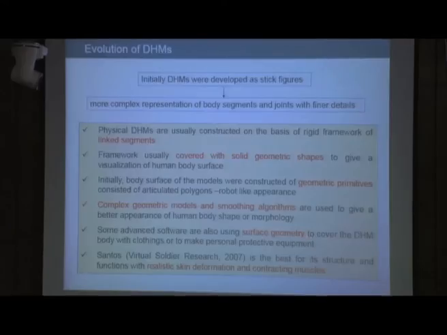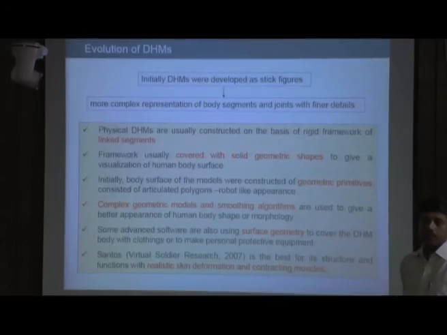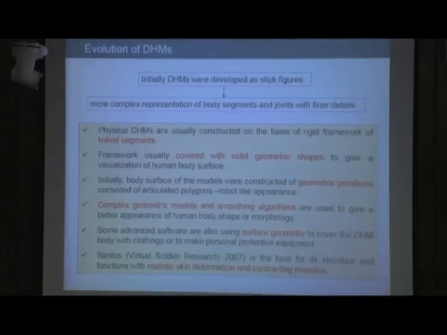Later on, the surface geometry was further developed, which represented human skin, then various types of clothing and protective equipment. That type of development happened in this field. And more recently, in the software Santos, developed by the Virtual Soldier Research program at the University of Iowa, we can find very realistic skin deformation and contracting muscle. Very advanced digital human models gradually came into the market, which initially started with stick figures. Now, advanced digital human model softwares are available where we can do various types of virtual ergonomic evaluation, and those models are very realistic in terms of anthropometry, body motion, various analyses, and also in looks.